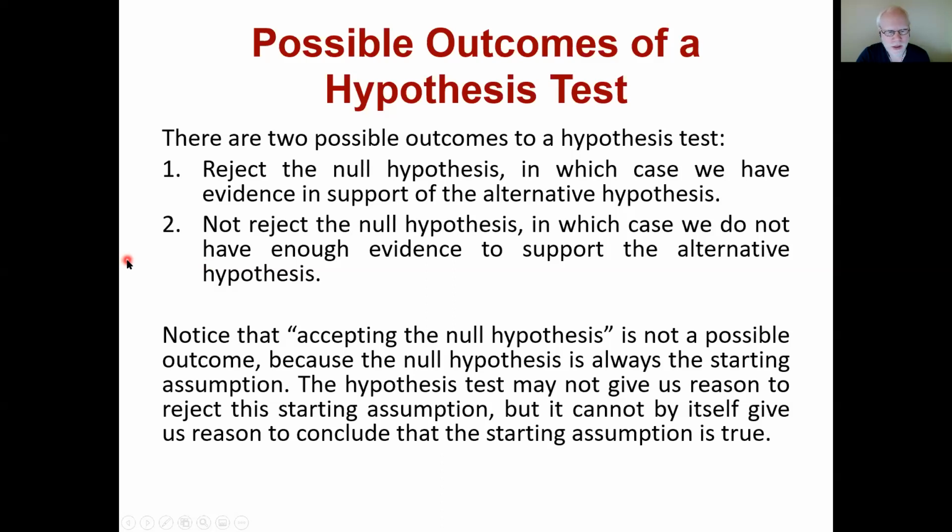The second possibility is that we do not reject the null hypothesis, in which case we do not have enough evidence to support the alternative hypothesis. So it might be that 64% isn't that unusual. So in that case, we're just not really sure. Say there's a 30% chance that you can get a sample of 100 where 64% of them are girls, if just in general.